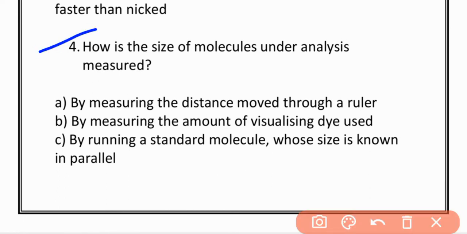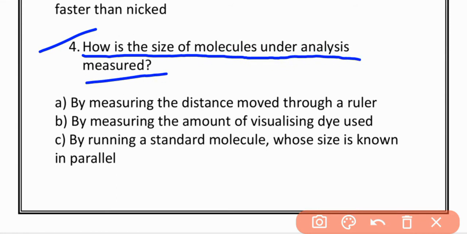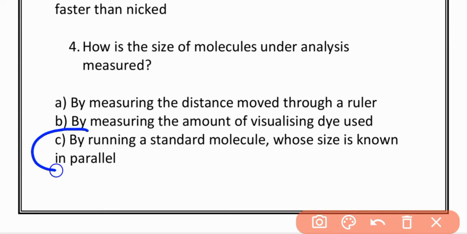MCQ number 4. How is the size of molecules under analysis measured? Option A is by measuring the distance moved through a ruler. B, by measuring the amount of loading dye used. C, by running a standard molecule whose size is known in parallel. The correct option is option C.